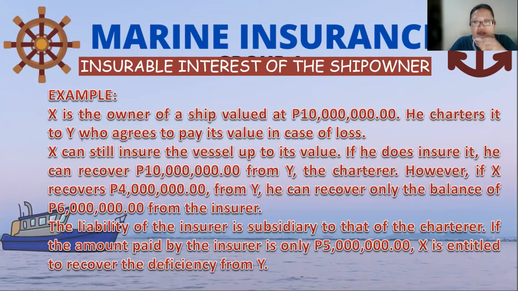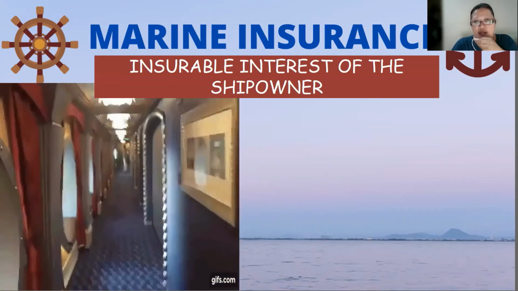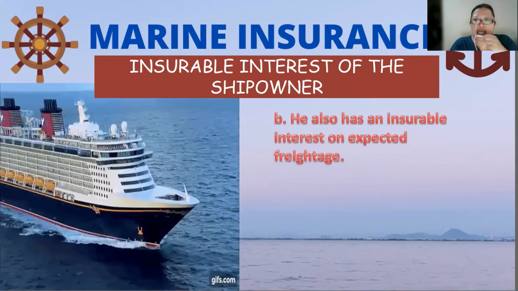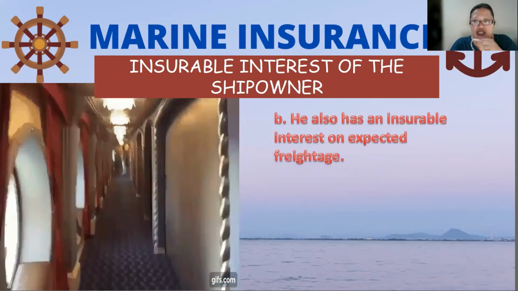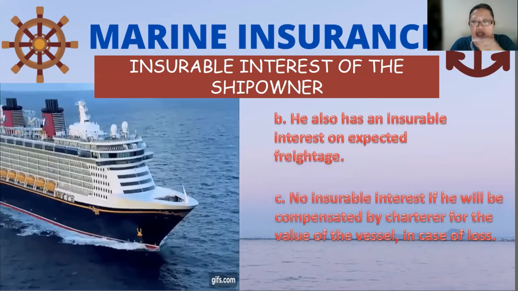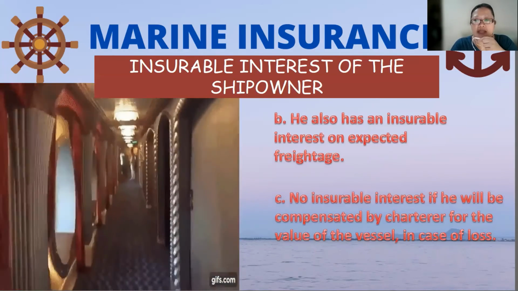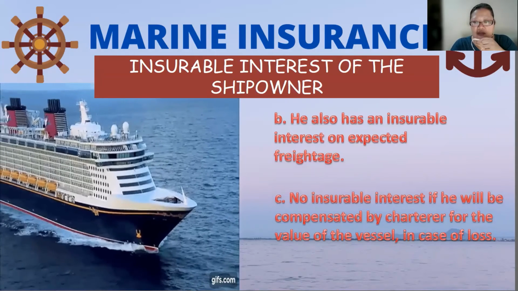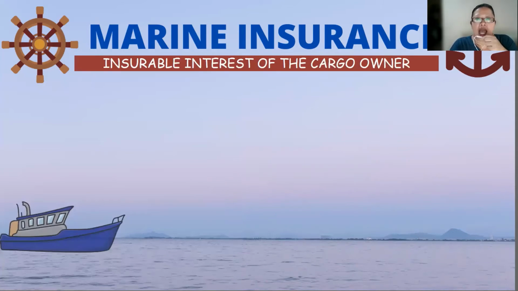So the liability of the insurer is subsidiary to that of the charterer. If the amount paid by the insurer is only 5 million pesos, X is entitled to recover the deficiency from Y. The second and third insurable interests of the ship owner: he has also an insurable interest on expected freightage, and no insurable interest if he will be compensated by the charterer for the value of the vessel in case of loss.